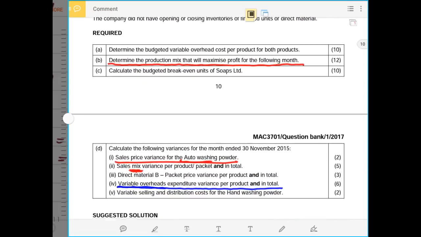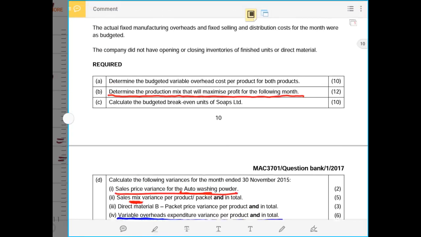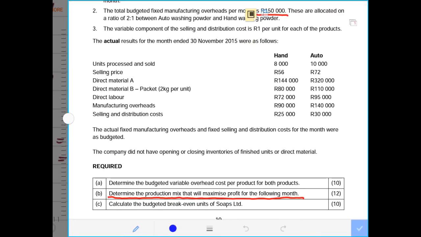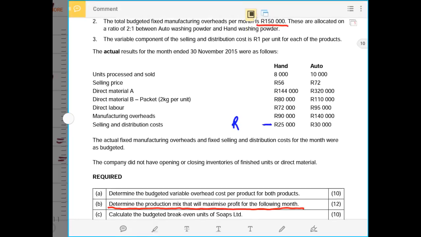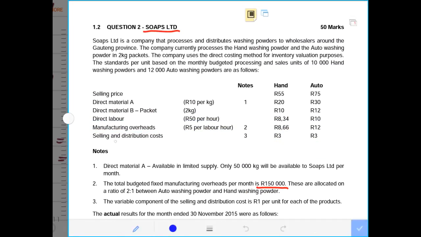Then let me go to the last variance, only 2 marks. The variable selling and distribution cost for the hand washing powder only, not for the two products. So now we know that our fixed cost remain the same, and for that reason, meaning we can deduct the fixed cost that were budgeted. We first have to go and check in terms of sales and distribution.